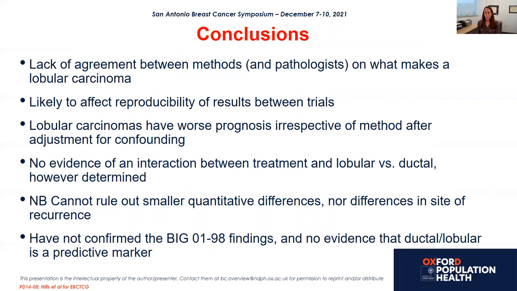We can't rule out smaller quantitative differences, but this analysis has not confirmed the Big 198 findings, and there is no evidence that ductal versus lobular histology is a predictive marker.